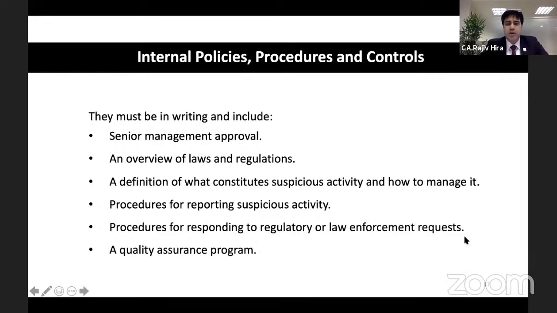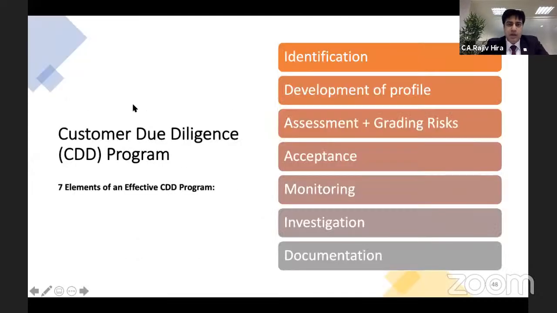Next comes the procedure for responding to regulatory or law enforcement requests. If there is an email given as an administrator and MLRO, we should keep a very clear eye on those mailboxes and make sure nothing goes to junk, because we don't get too much time in reporting back to the law enforcement authority. So that's where it comes in. And the last point, which we talked about, an independent review or a quality assurance program, which can be a peer review assurance program, where one organization can go to another one to look at how the compliance framework or compliance program is working.